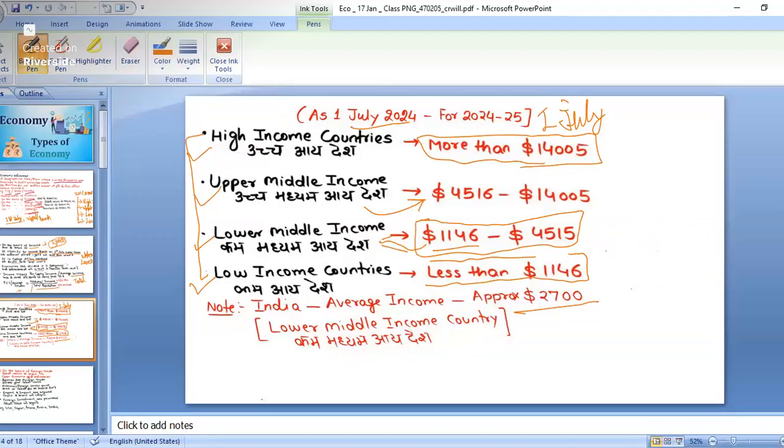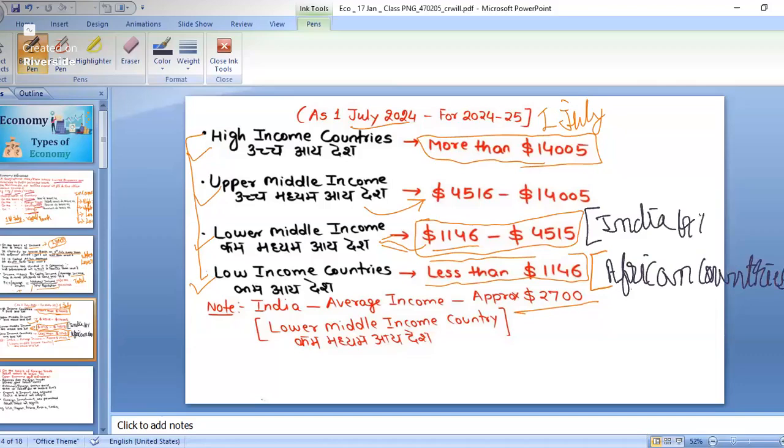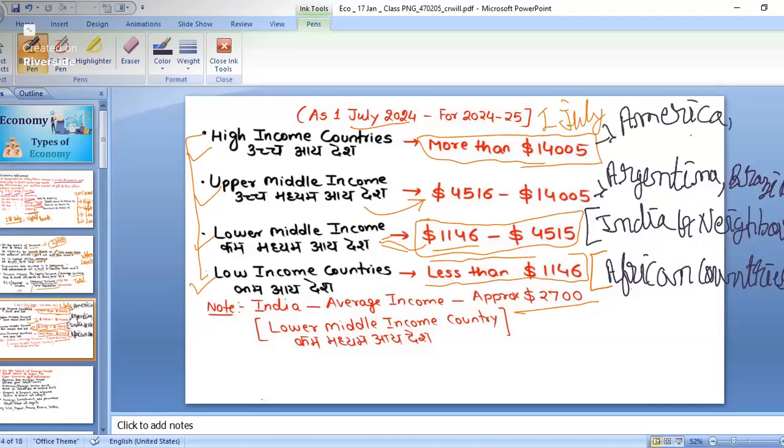If you see low income countries, most of the African countries fall under this low income category. Then lower middle, we have India and most of the neighboring countries, which fall under the lower middle income countries. In the upper middle income countries, we have Argentina, Brazil. So these South American countries come under the upper middle income countries. In the high income countries, we have America and all those developed countries, America, Japan.